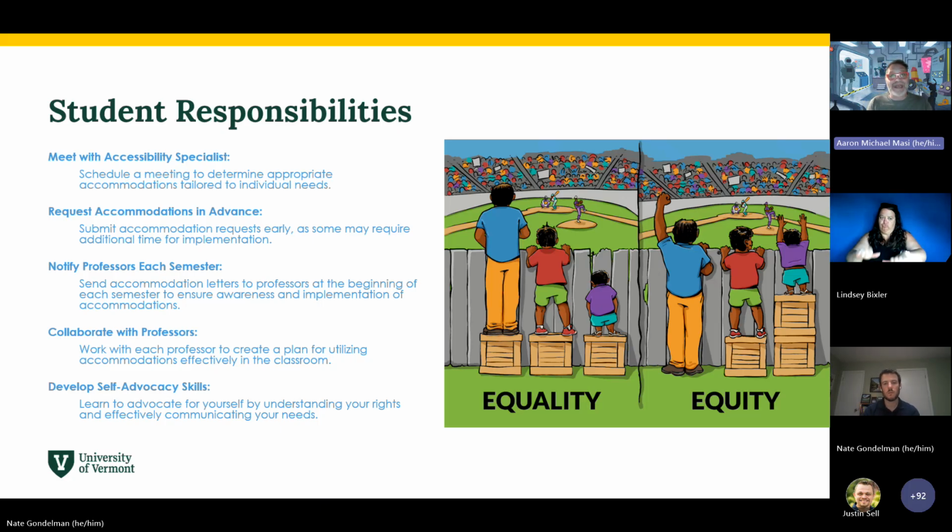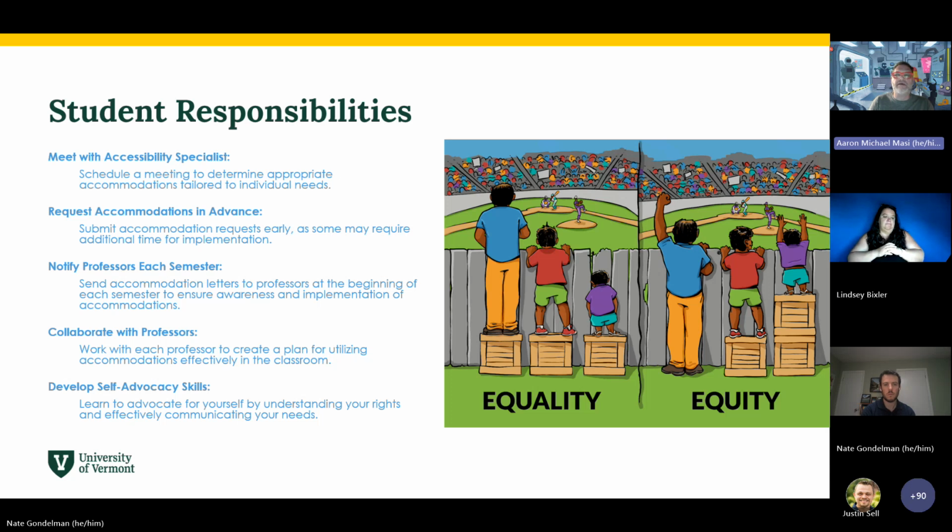Now, students can do that at any time, and sometimes students will wait until they know an exam's coming up, and then they'll send their letter and set up their exam accommodations. But again, we recommend doing that at the beginning of the semester, making sure that you're following up with professors to let them know what accommodations you're seeking and what your needs are.